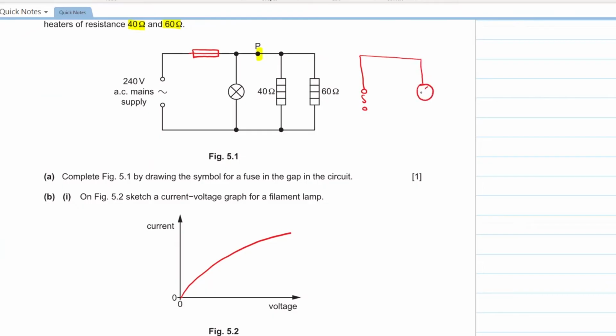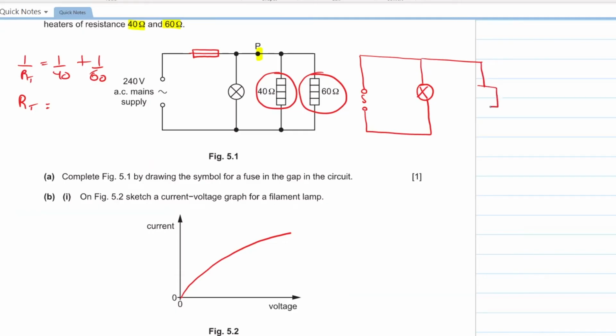ये लैंप आ गया, and you can combine these two parallel resistors. What will be the total resistance? 1 upon RT, 1 upon 40 plus 1 upon 60. Your total resistance will come out to be what? Let me calculate it. Total resistance comes out to be 24. ठीक है. So instead of making them separately, I will make a 24 ohm resistor like this.